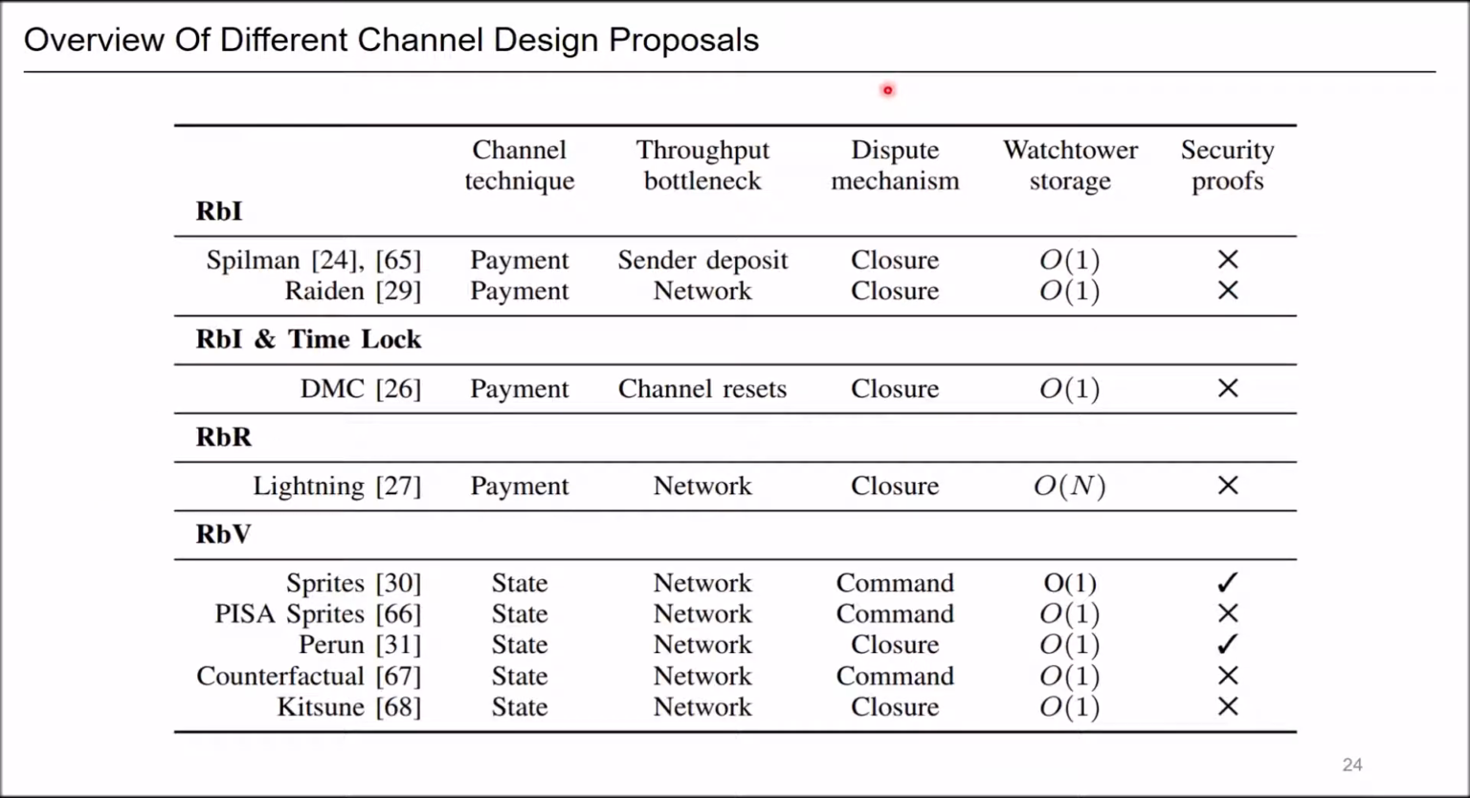So finally, here is an overview of different channel design proposals. The first one is RBI protocols. Spilman's micropayment channel and Raiden network only support payment channels, and each of these protocols' throughput is bound to the sender's deposit and network.